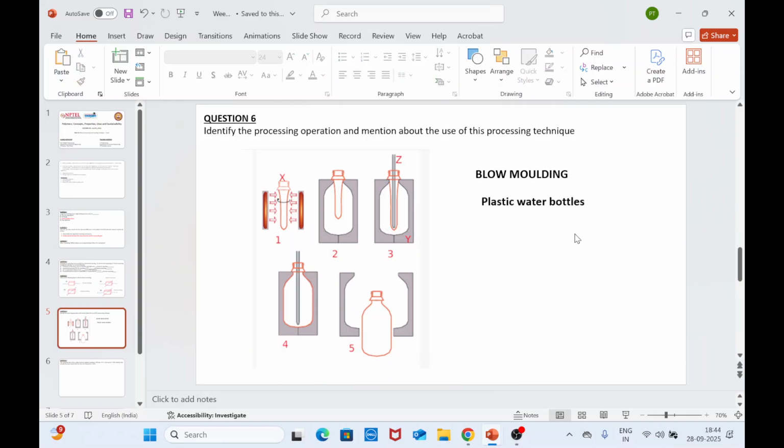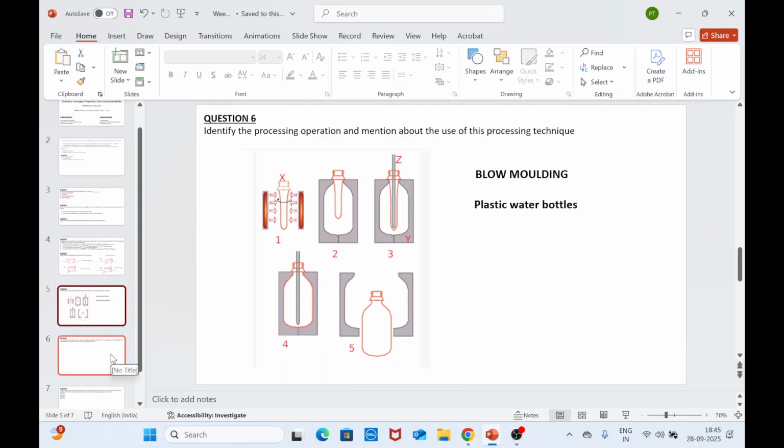I think the process itself tells that only. You see, this is something like a water bottle shape. So yes, this is about blow molding. I hope there are no confusions. So let's move on towards the next question.